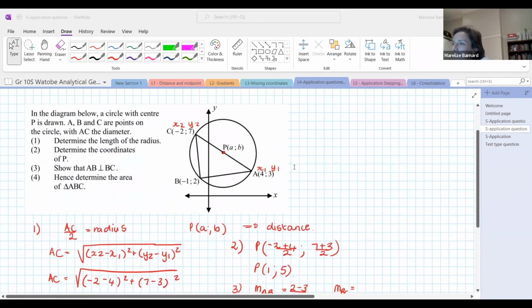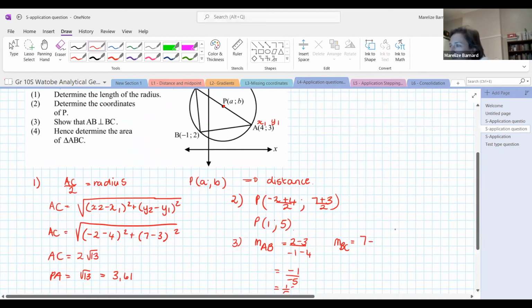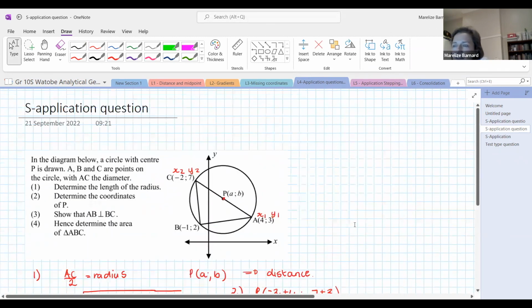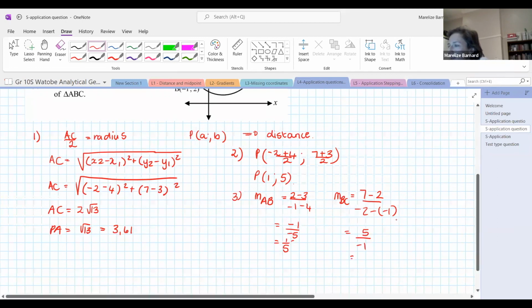Okay, and then BC is (7 - 2) over (-2 - 1). So that's 5 over -1, and that gives me -5. So if you've got those two answers, we can see 1 over 5 times -5 gives me -1.